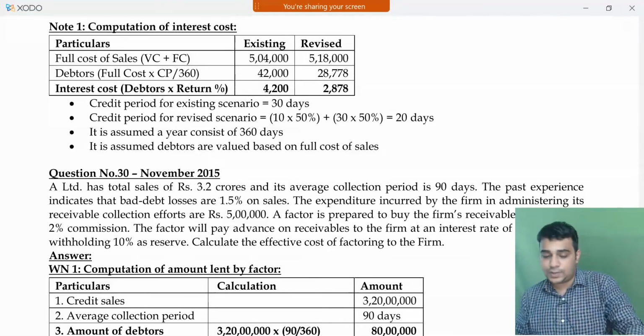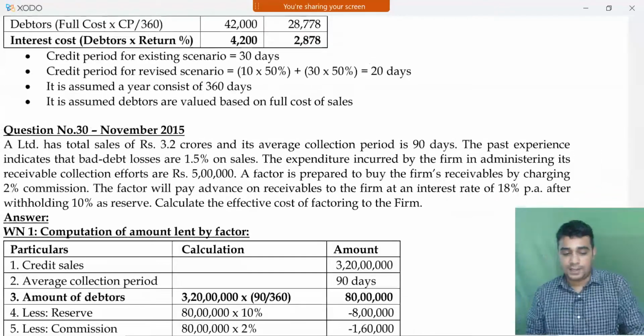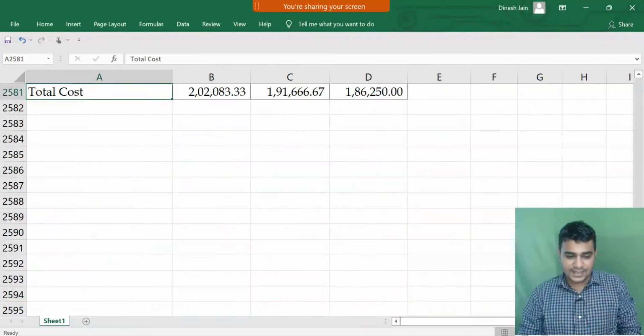This question wants us to calculate the effective cost of factoring. For that, first we calculate working note 1, computation of amount lent by the factor. Again, it's a format driven area.